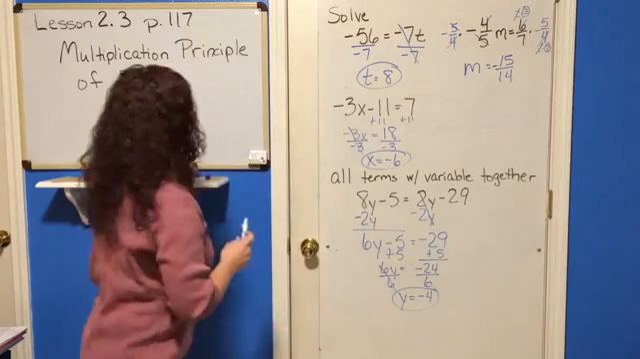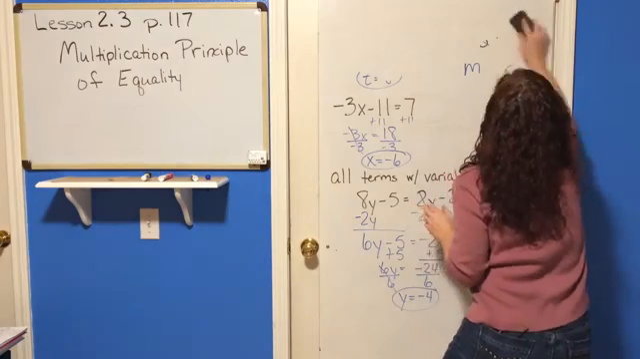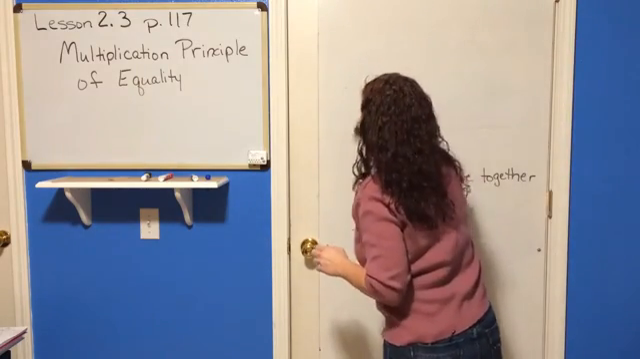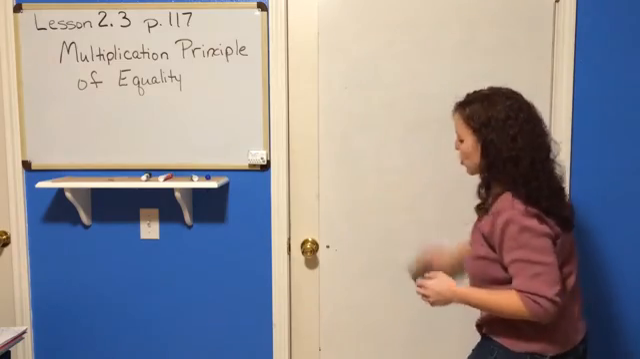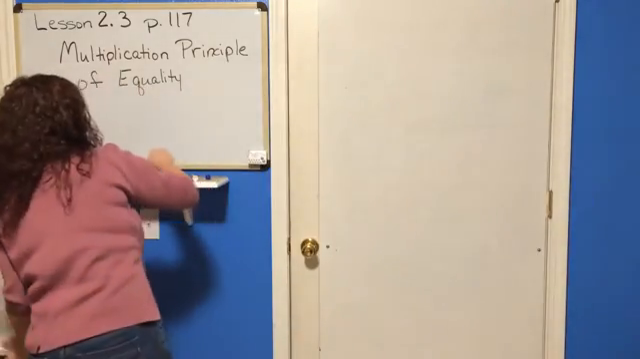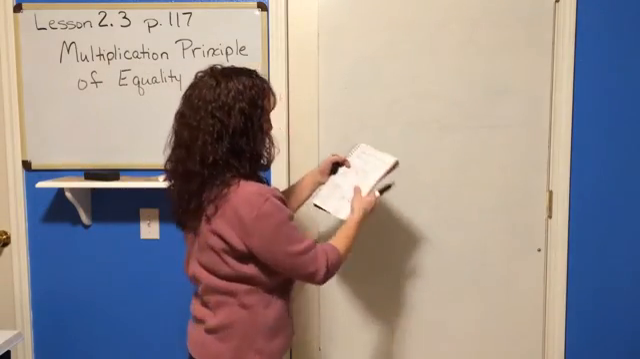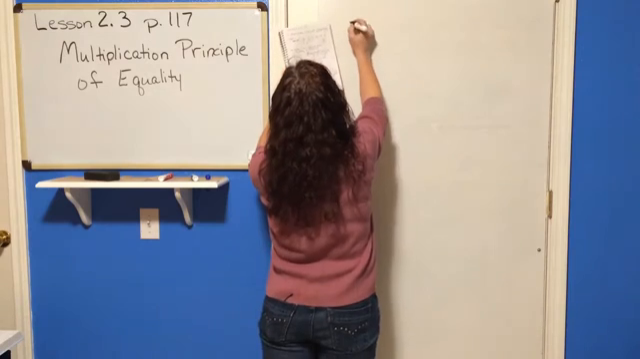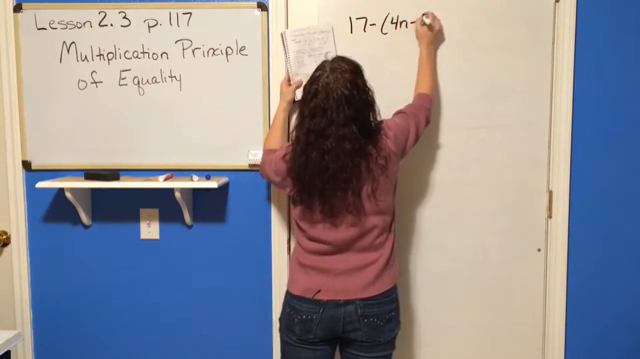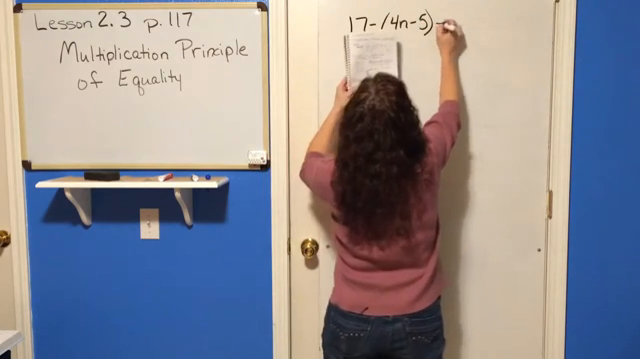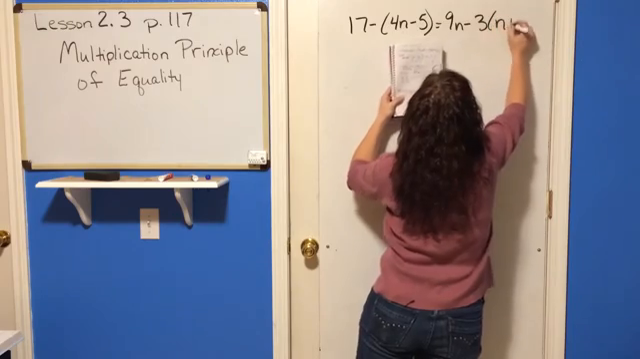All right, this is too easy. Let's make it harder. When you're solving these, you've got to make sure that you simplify as far as you can before you start trying to manipulate the numbers. So let's look at one that's just a little bit more complex. What about 17 minus the quantity 4n minus 5, equals 9n minus 3 times the quantity n plus 7.